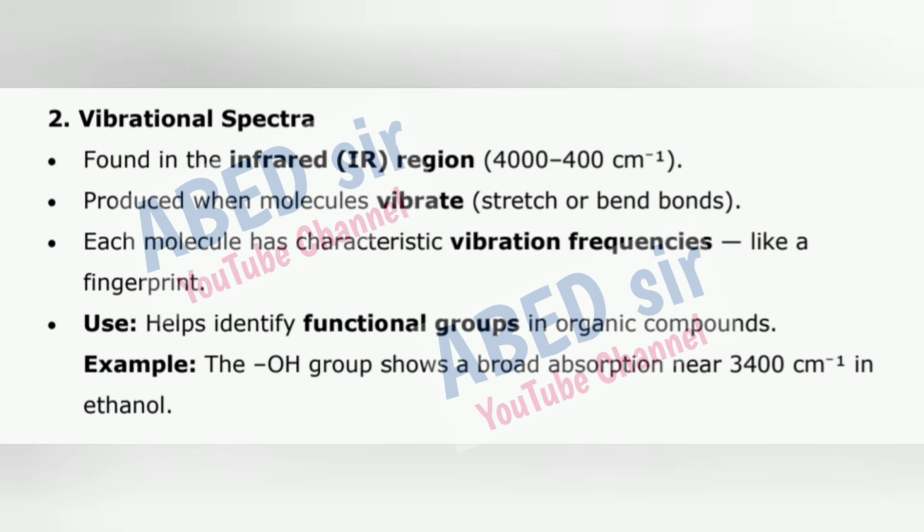2. Vibrational spectra. Found in the infrared (IR) region, 4000 to 400 cm⁻¹. Produced when molecules vibrate, stretching or bending bonds. Each molecule has characteristic vibration frequencies, like a fingerprint. They help identify functional groups in organic compounds. Example: the O-H group shows a broad absorption near 3400 cm⁻¹ in ethanol.